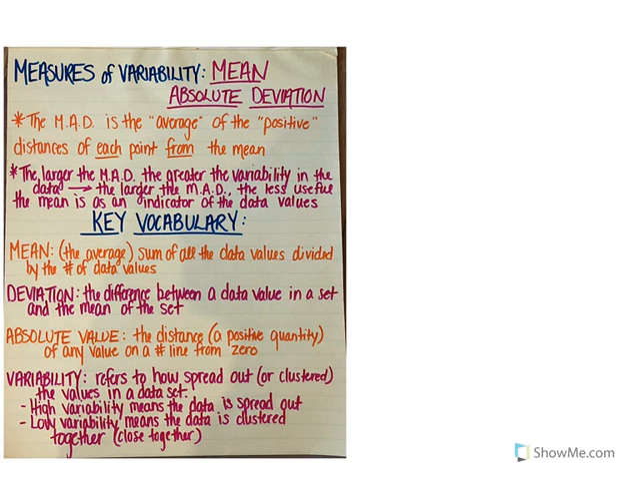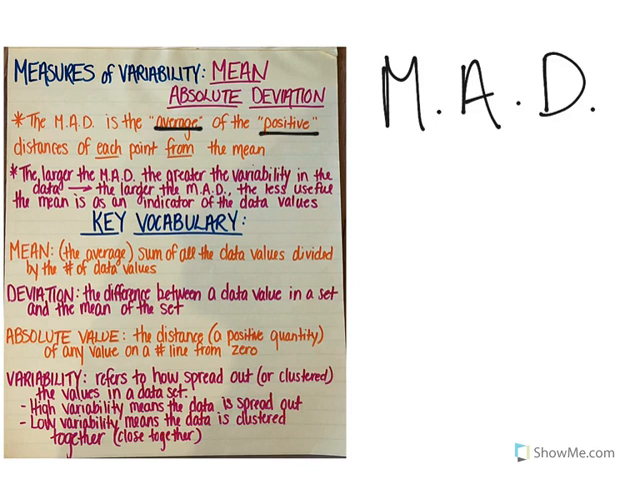these definitions. So the mean absolute deviation, also referred to as M.A.D, is the average of the positive distances of each point from the mean. So when I talk about each point, I mean each data point or each piece of data in a data set. The larger the mean absolute deviation, the greater the variability in the data. The larger the M.A.D, the less useful the mean is as an indicator of the data values.